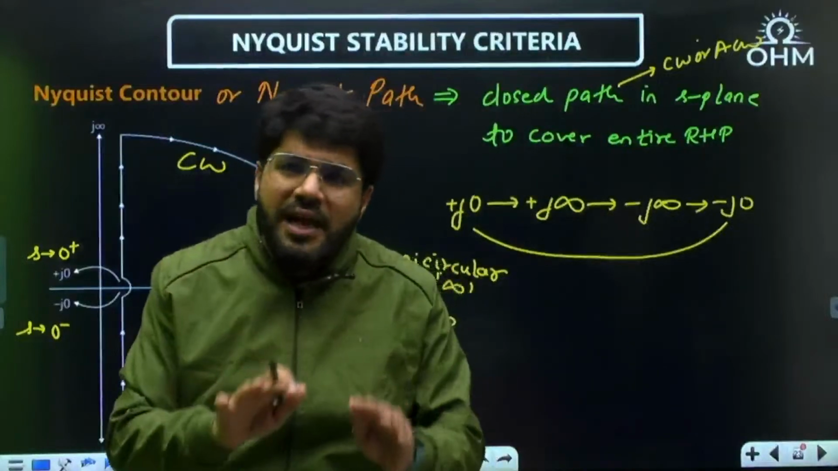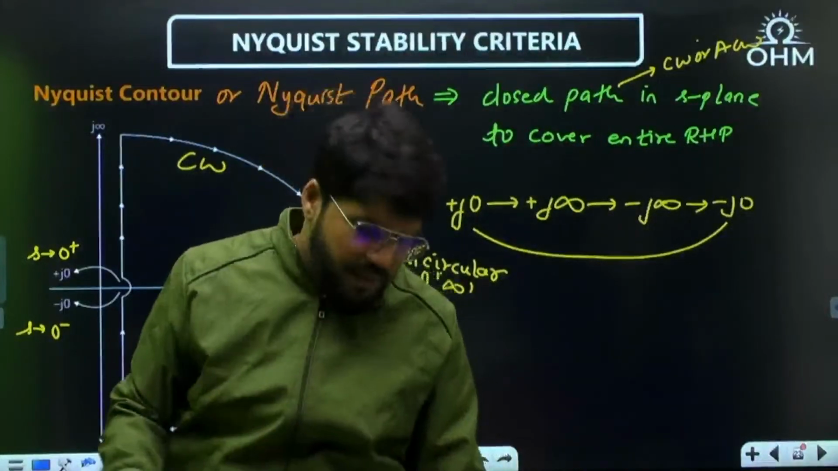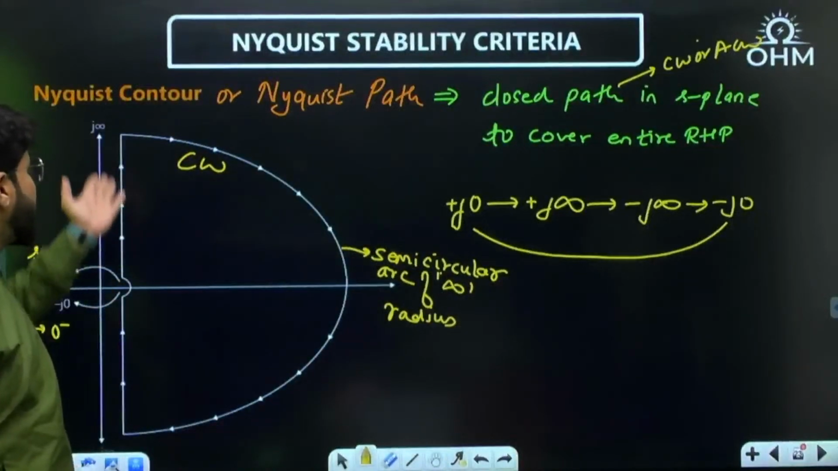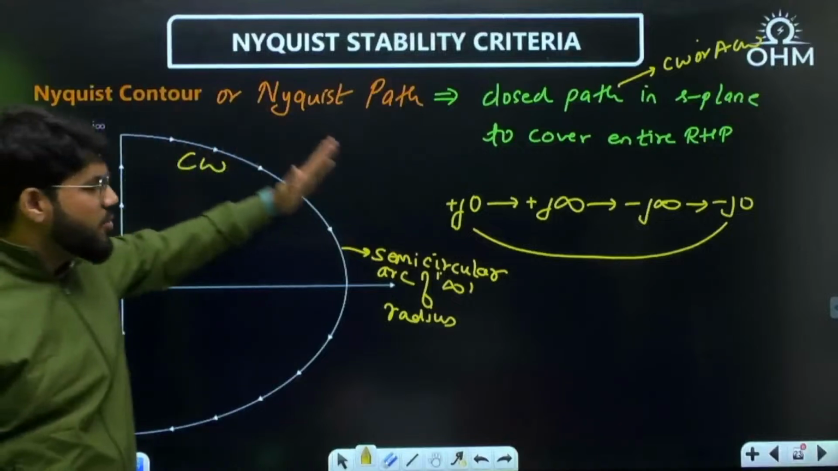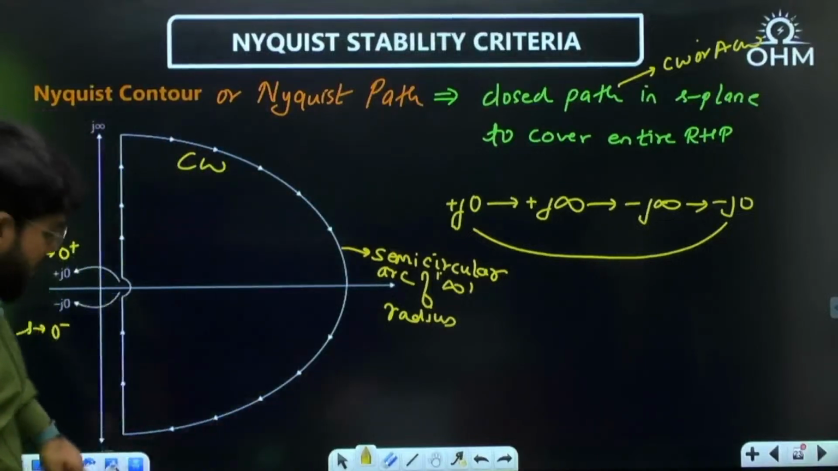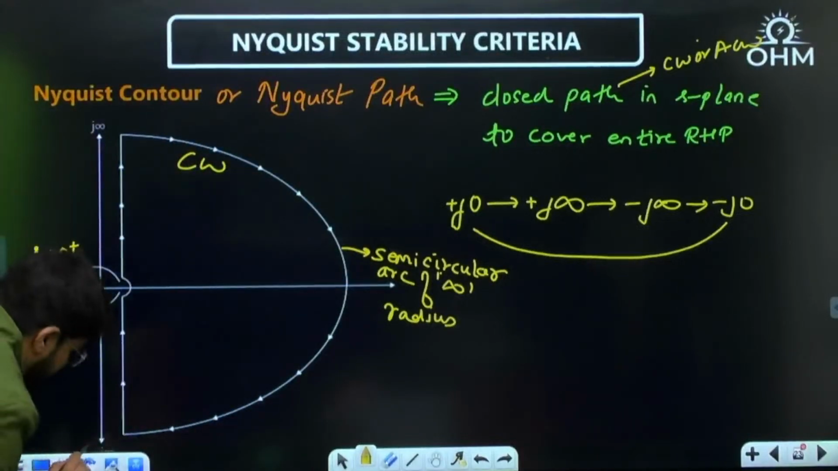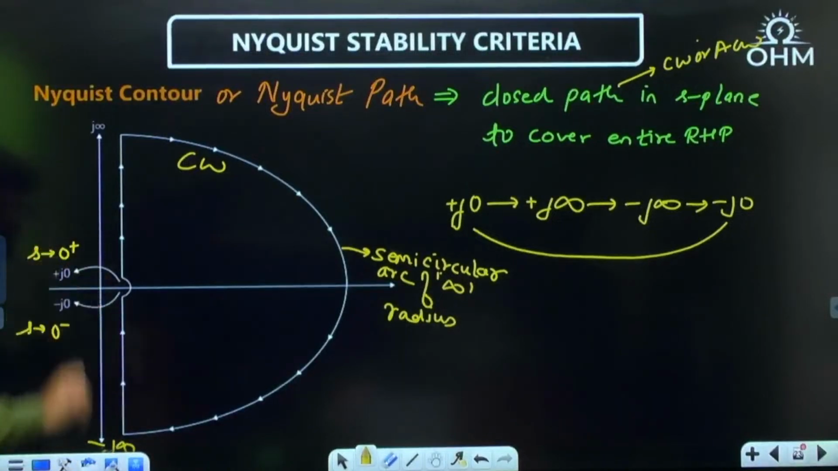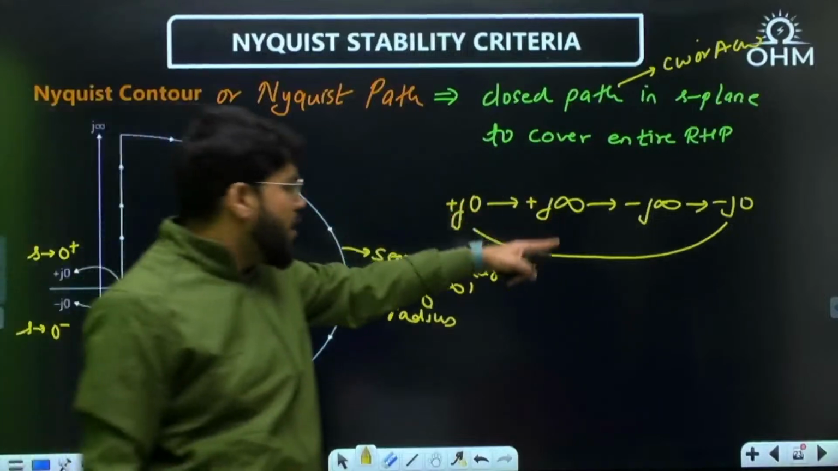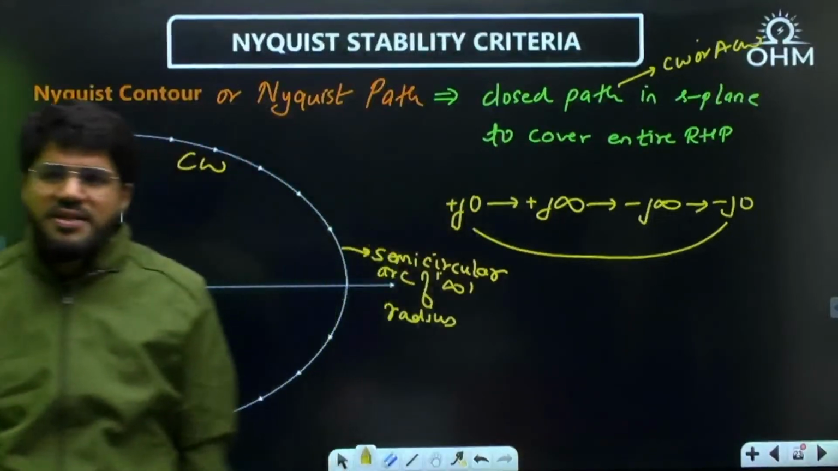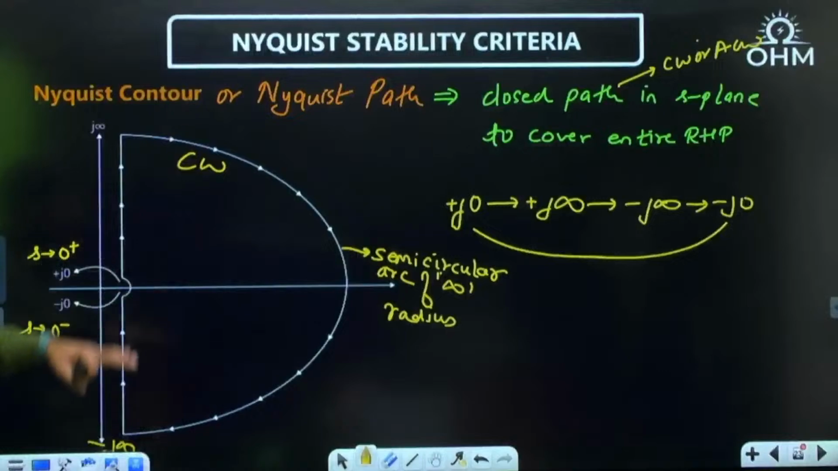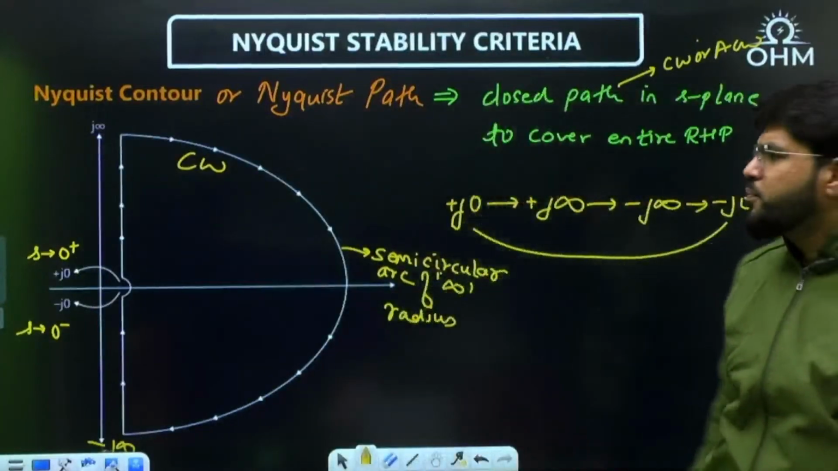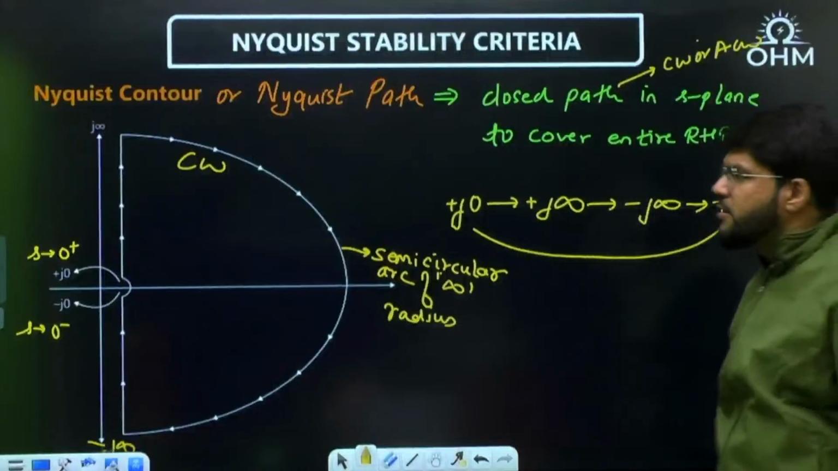It is some closed path in the s-plane to cover the entire RHP. To cover the entire RHP, I first start moving along the y-axis, taking a semicircular arc of infinite radius, coming back to the negative y-axis, that is minus j infinity. From minus j infinity reaching minus j0, and later on I will show you how we close from minus j0 to plus j0. This is a clockwise Nyquist contour. Clear?